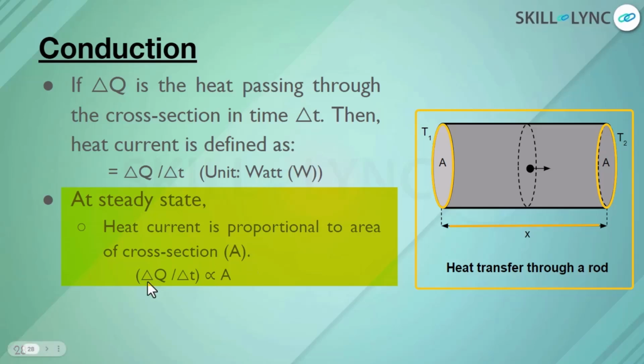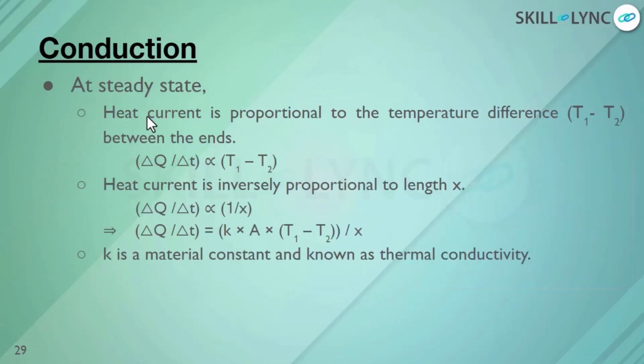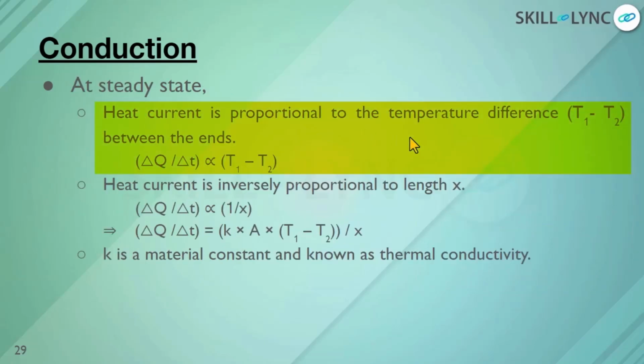At steady state, heat current is proportional to the area of cross section. That is, del Q by del T is directly proportional to area. Therefore, the larger the area, the larger the heat current, del Q by del T. And the smaller the area, the smaller the heat current. Also, heat current is proportional to the temperature difference between the ends, that is T1 minus T2. This has been mathematically expressed here.